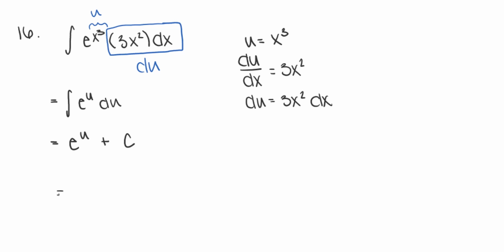And then our last step is just to plug back in our u expression and get everything into terms of x again. So we want e to the x cubed times 3x squared dx, that equals e to the x cubed plus c. Awesome. So shouldn't be too bad at all. Really just think about it as reversing the chain rule.